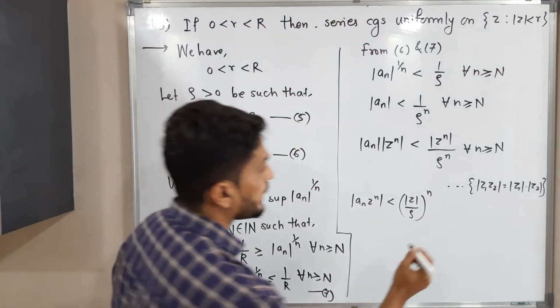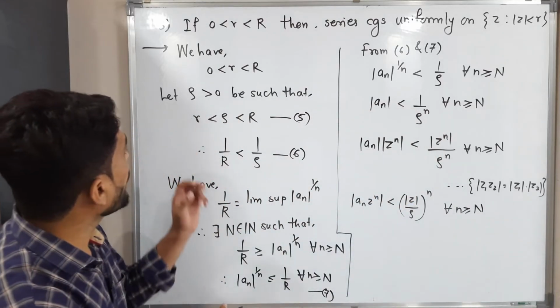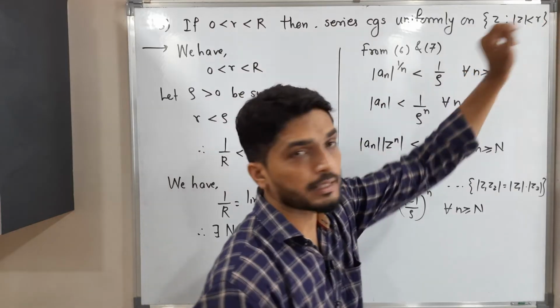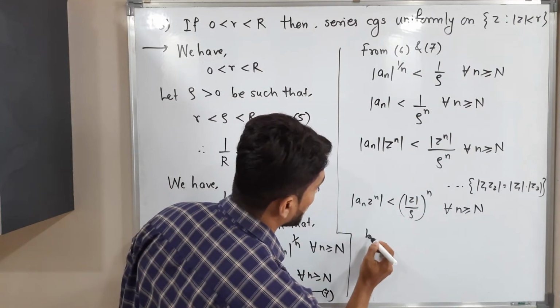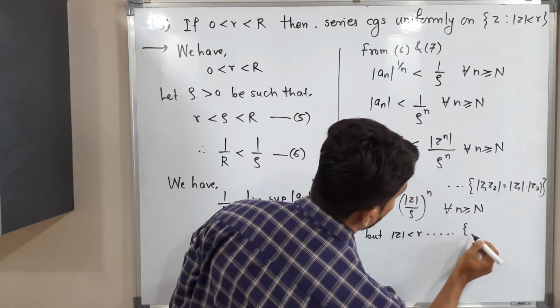But yes, I should carry this inequality for all n greater than or equal to capital N. Okay. But see, mod z we have written somewhere. Yes, they have given mod z less than r. This is the given part. But mod z less than r. Okay, I should mention "given".